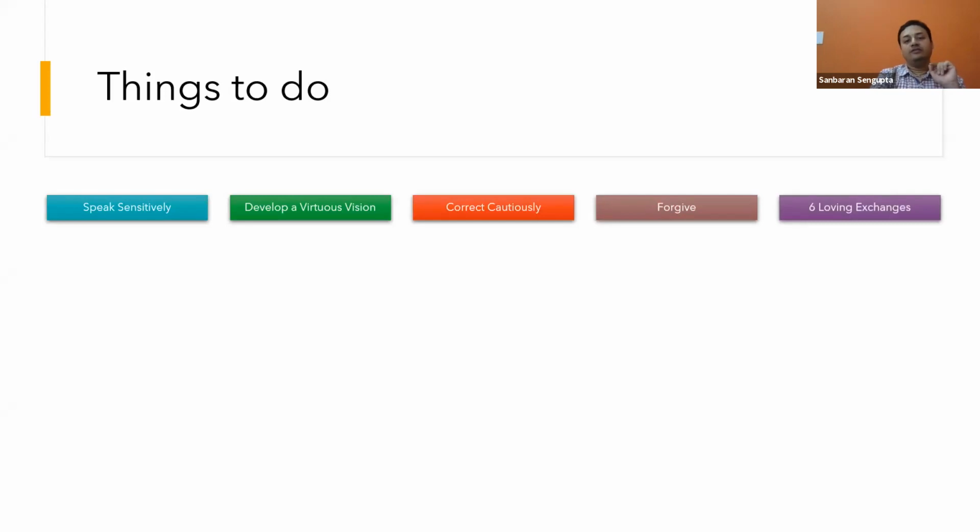And fifth point is 6 loving exchanges. I'll come to the details of it, but 6 loving exchanges are something that we do day in, day out with people. And that's something which makes our relationships strong. And that's why we need to be cognizant, we need to be meticulous, we need to be focused in those areas when we do those 6 loving exchanges. Okay.